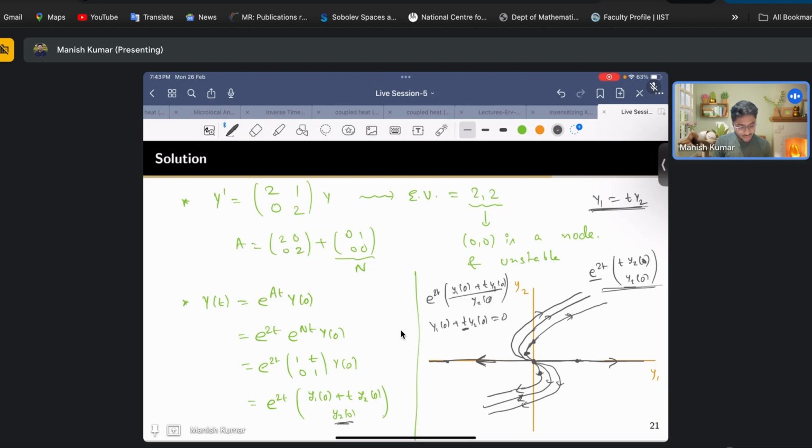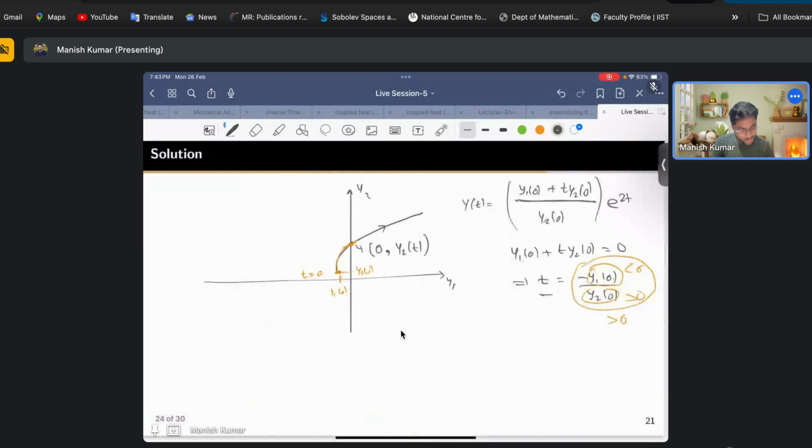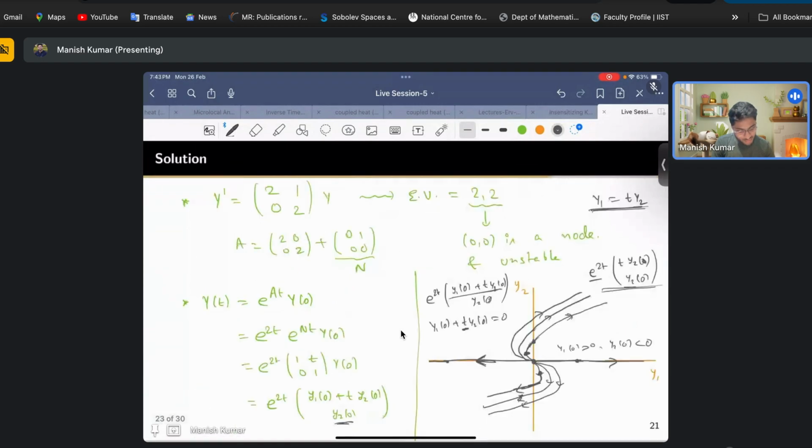If you start it from here, it will cut this axis at some positive time, because here you see, at this point y1 is positive, y10 is positive, but y20 is negative. Okay, that means this time is again positive, so at some positive time it will cut this axis. Okay, so the arrow would be like this. So this is the phase portrait, and in this case, you can see this is asymptotic kind of thing for this one.